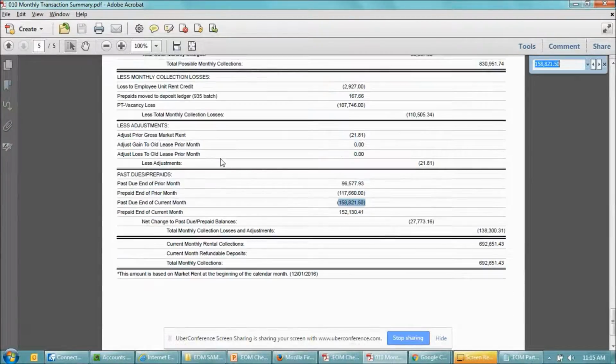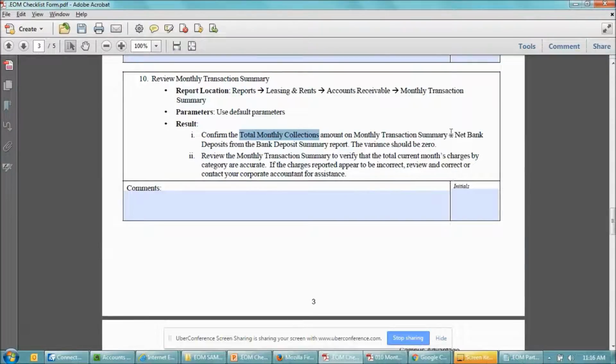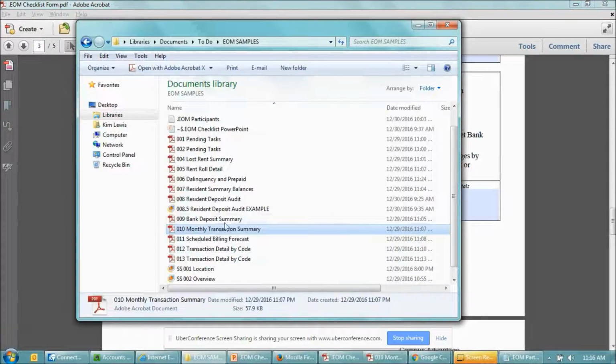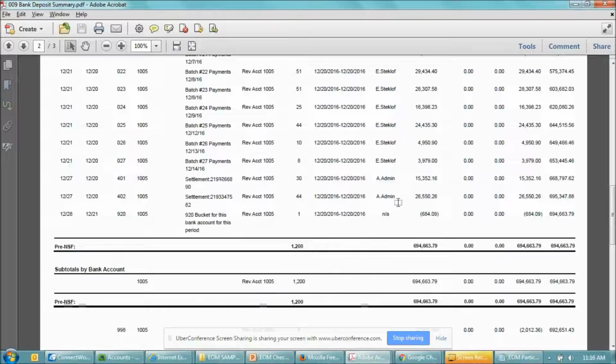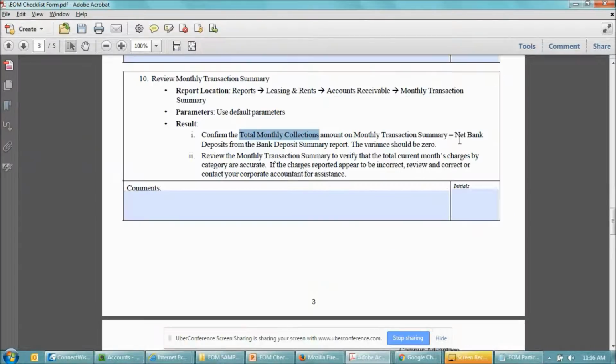Let me just do it this way. Not that. Total monthly collections. There she is. 69 da da da da da. We want to make sure that this number matches the net bank deposits from the bank deposit summary report, which was the one we were just looking at. And that is our net bank deposit summary.